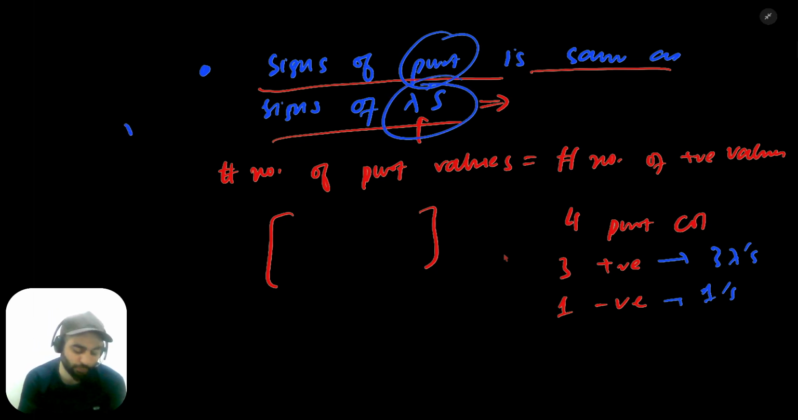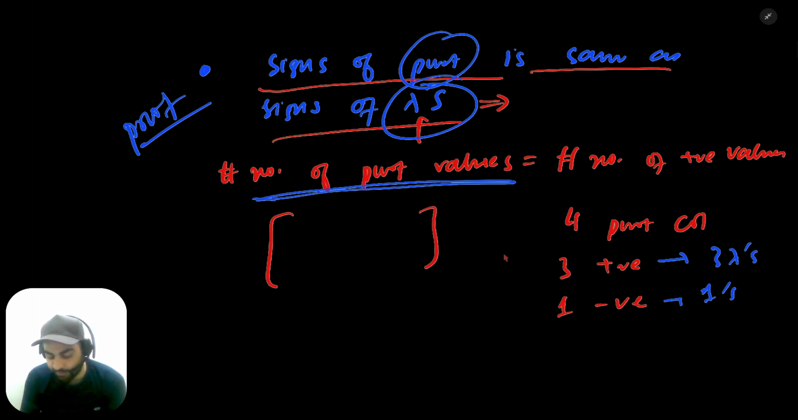You again need to prove it, so just try to prove it. That means the number of pivot values is equal to the number of positive eigenvalues. That's the only thing about positive eigenvalues that I want to show you before going into positive definite matrices.